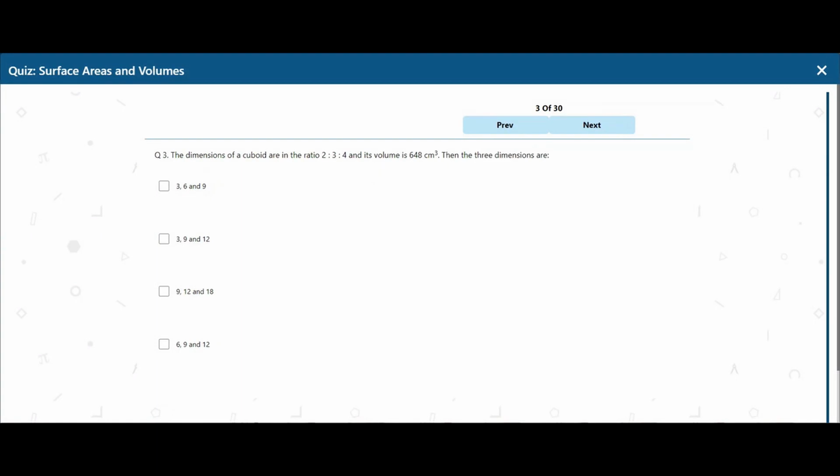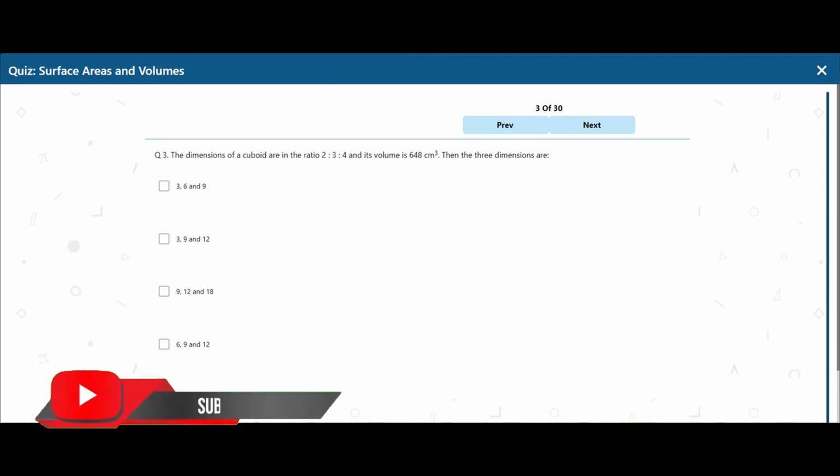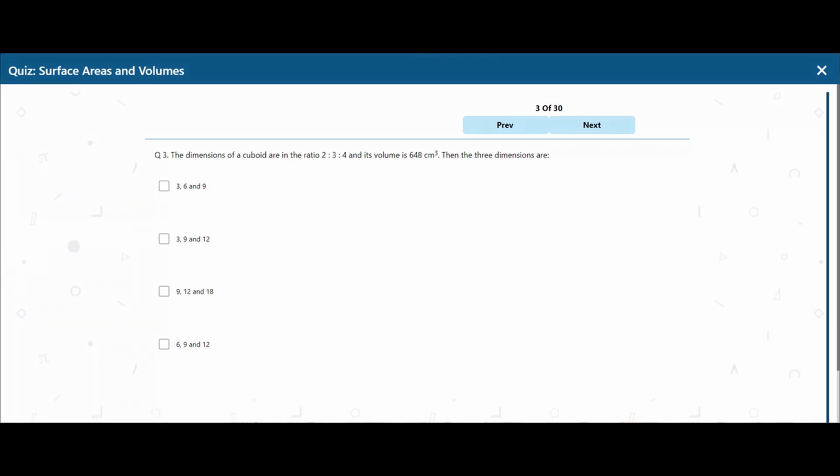Next is Bhumika. Yes, ma'am. Ratio is given. Dimensions are in the ratio 2:3:4. Volume is 648. Find the three dimensions. Bhumika has to tell. Volume of cuboid is L into B into H. Ma'am, option D. Option D. Correct. That's correct.